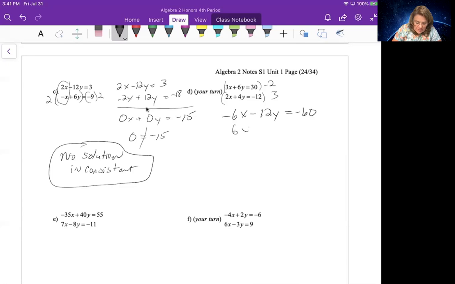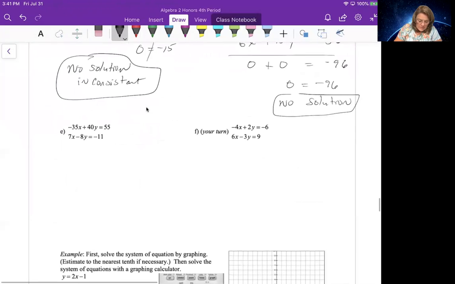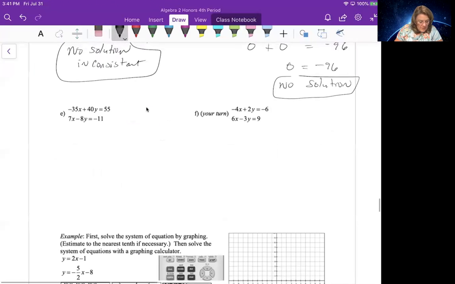And then I get 6x plus 12y equals negative 96. I add them together. And what do I get? Oh, this is wrong here. I find that 0 equals negative 96. And so we know that that is not possible. So we will say that this is no solution. And again, it's inconsistent. Okay, moving on to letter E.